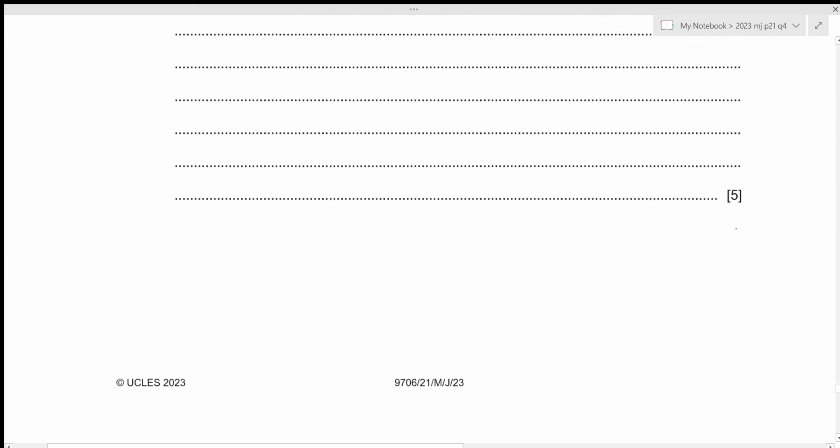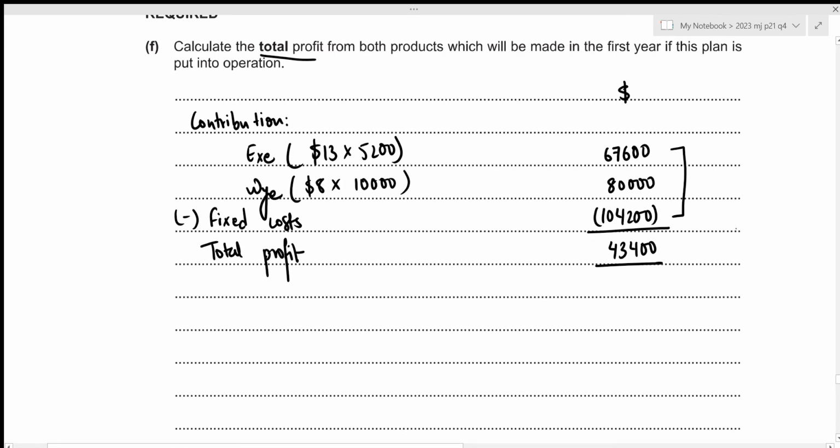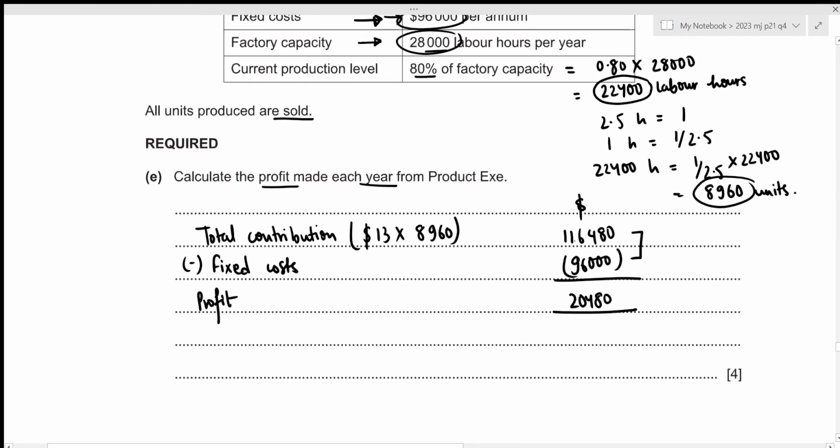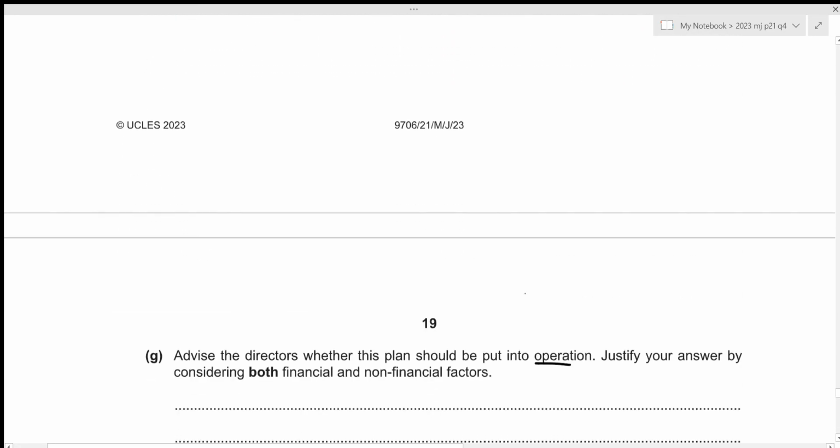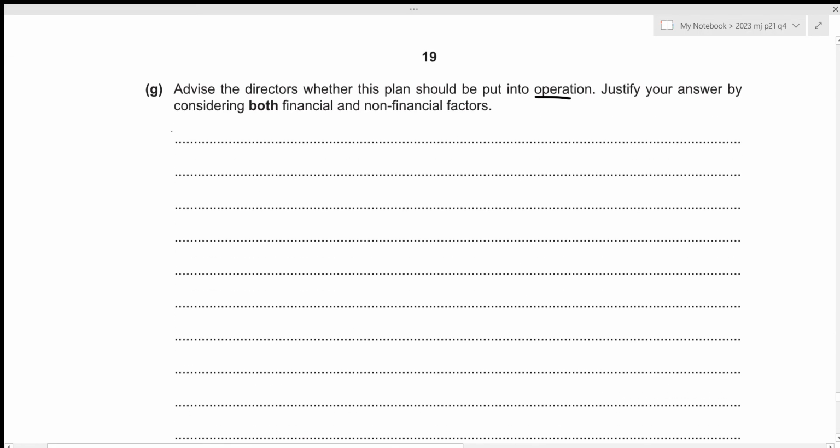So the first thing that we can write down is by comparing our profit. So the new total profit is 43,400. And previously the profit was 20,480. So it's nearly double in amount after inclusion of product Y. So we can just write down that the annual profit doubles after the production of product Y.